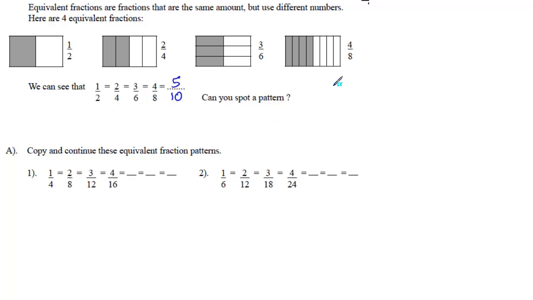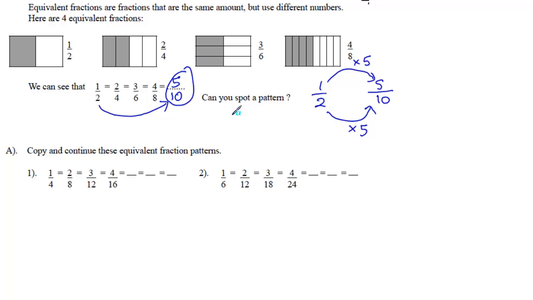There's another pattern we could spot as well. We could go directly from this fraction to this fraction without doing all the ones in between. Because if we have a half, if we were to multiply the numerator by 5 and also multiply the denominator by 5, 5 times 1 is 5 and 5 times 2 is 10, taking us directly to here.